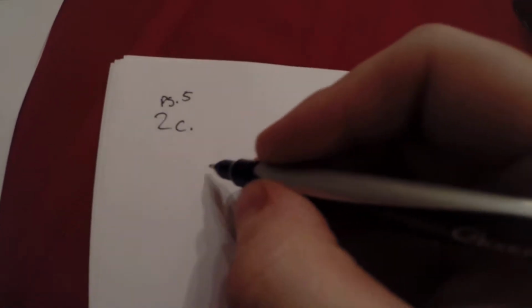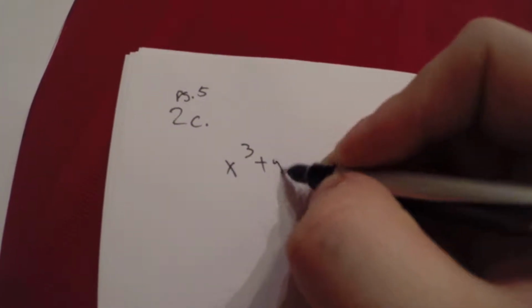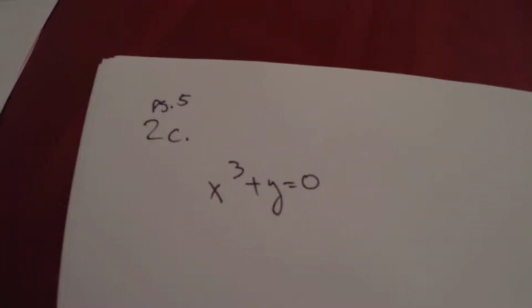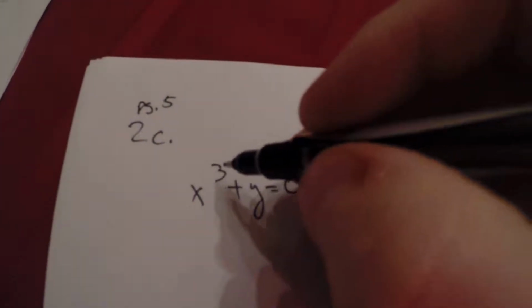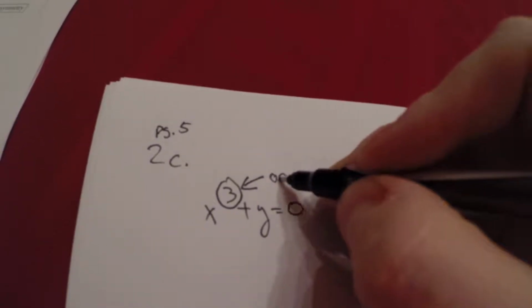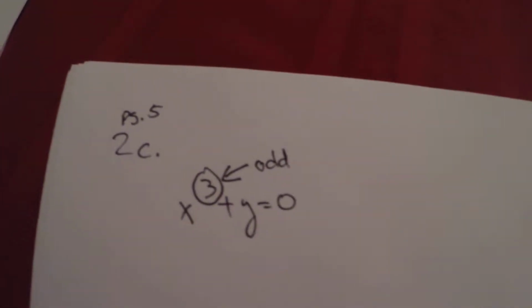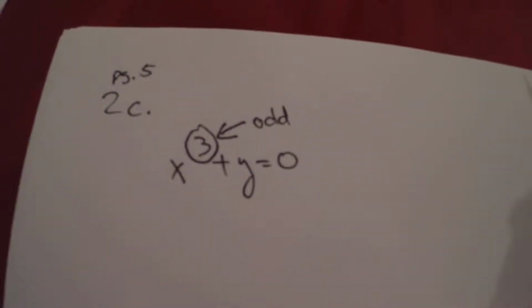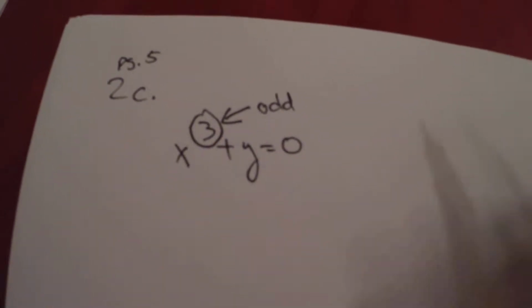Alright, now we're going to take a look at page 5, 2c. So you're given here x cubed plus y equals 0. Now here I could draw a picture, but I think what makes this very clear is that this exponent, and the only exponent associated with x, is odd. Because it's odd, this will probably be an odd function.